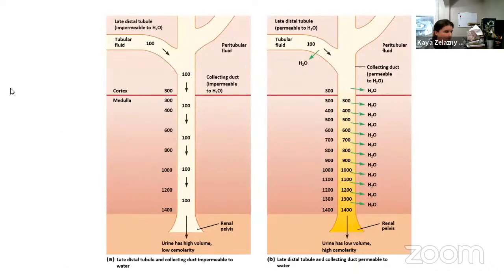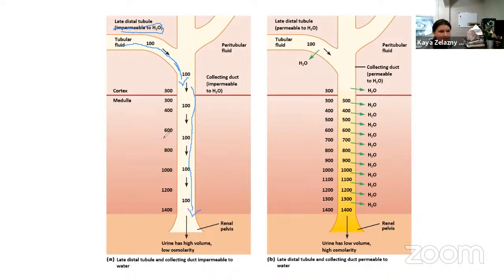All right, so here we just see a picture of what we've been talking about. Here we have tubular fluid coming along. Our late distal tubule here is impermeable to H2O. This late distal tubule is actually entering the collecting duct up here in the cortex. And we have multiple places the late distal tubule can join in. But importantly, that collecting duct is diving into the medulla.